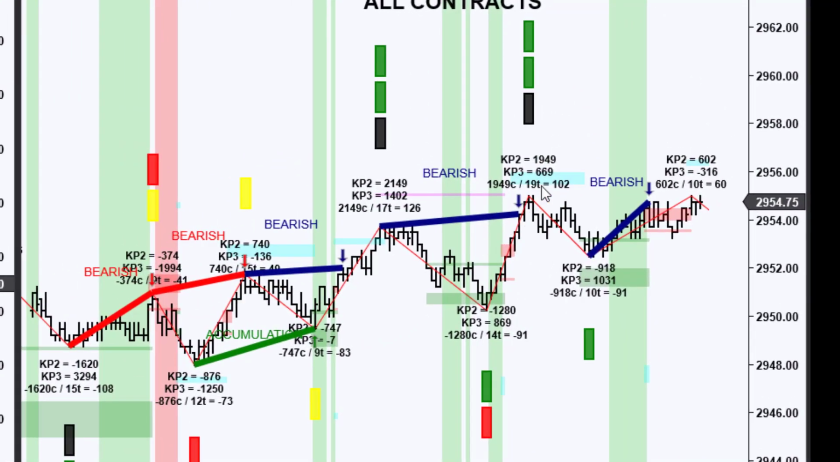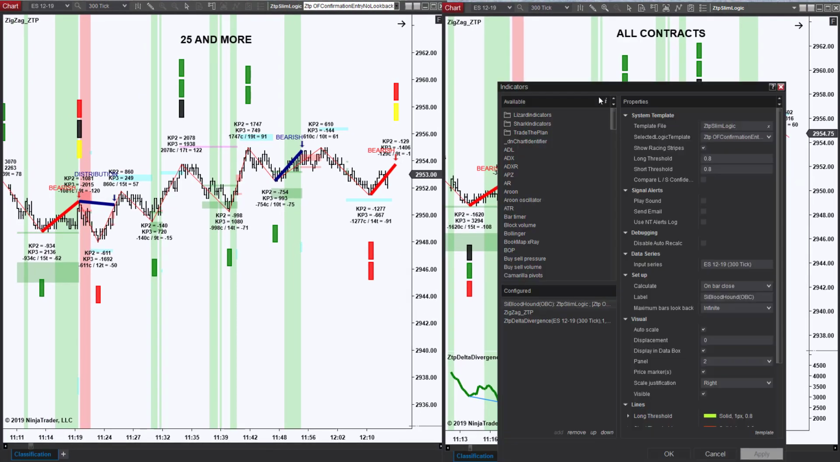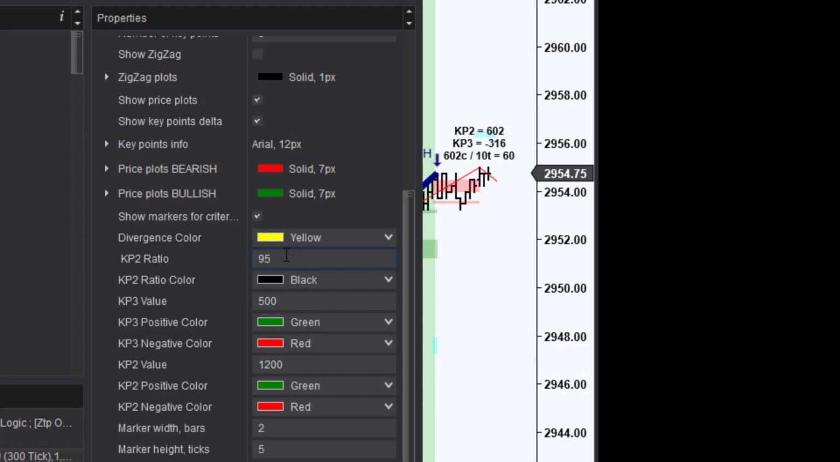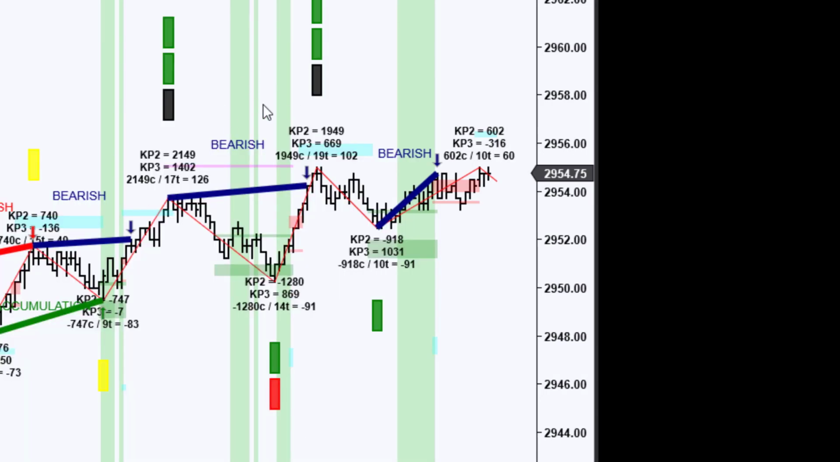Also, as we come up here and make the top, we see that the ratio was over the setting of 95, thus giving us a black marker up here. Now, what you need to understand is that because we're looking at all trades, there probably should be some research into finding a more optimal setting than 95 for the KP2 ratio. So that's a couple of the differences we can see right off the bat.